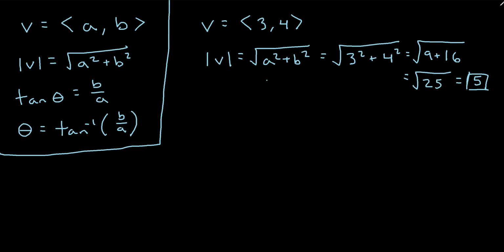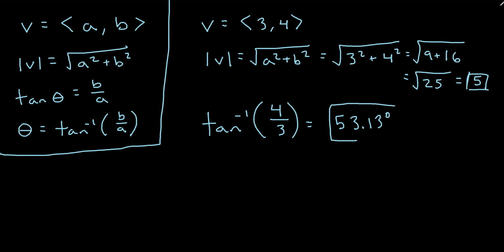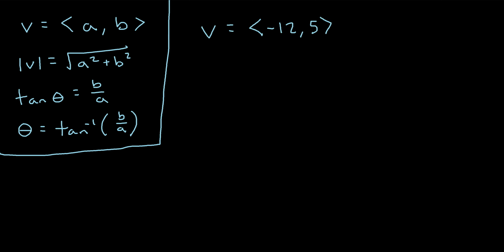Now let's see if we can find the angle. So we said that the angle, or the direction of this vector, is the inverse tangent of B over A. So that would be the inverse tangent of B is 4, and A is 3. So if you punch that into a calculator, the inverse tangent of 4 over 3 is about 53.13 degrees. So those are our answers. The magnitude of this vector is 5, and the direction is 53.13 degrees.